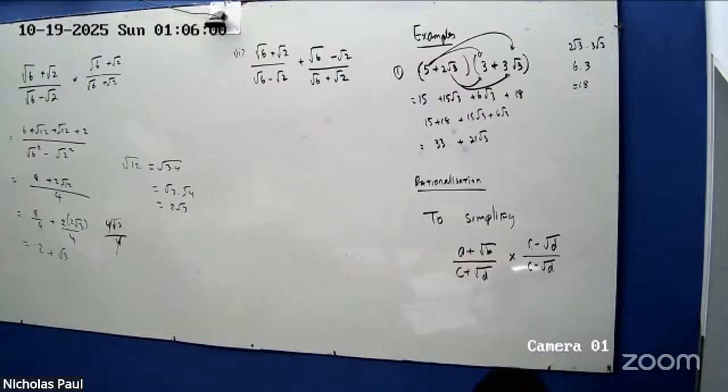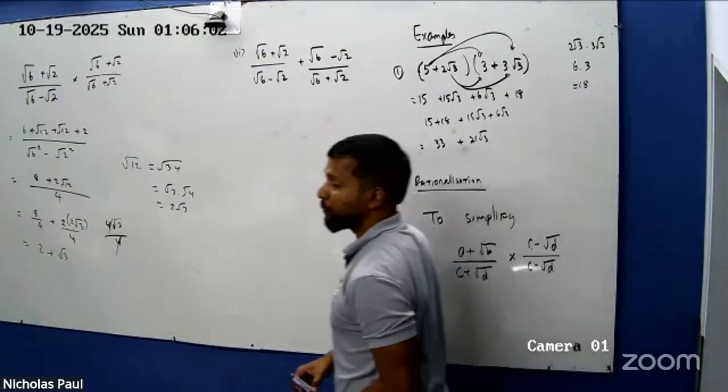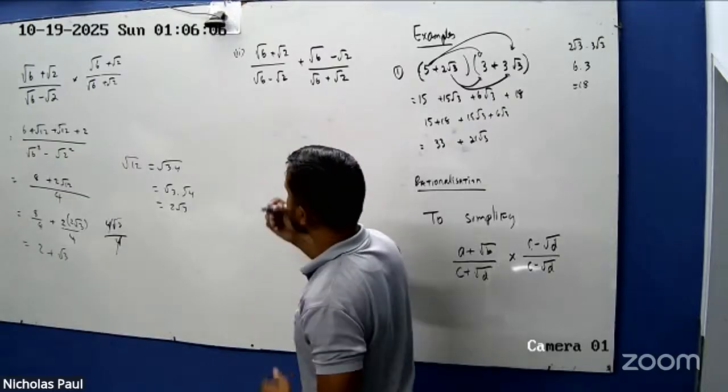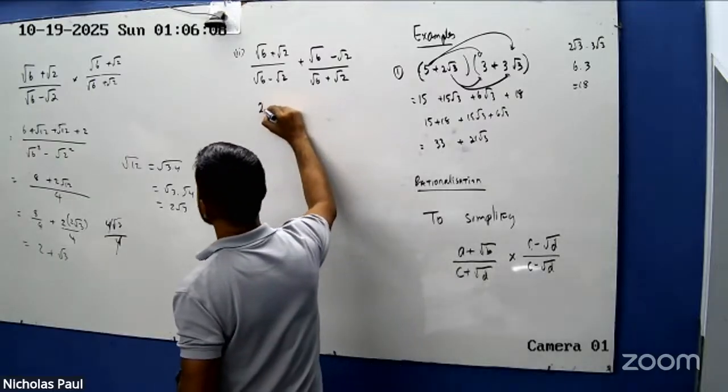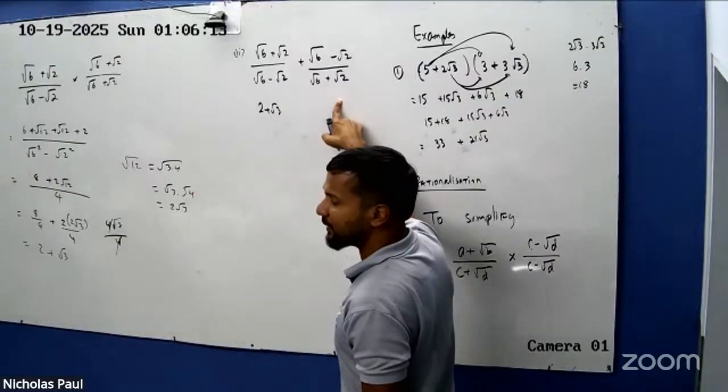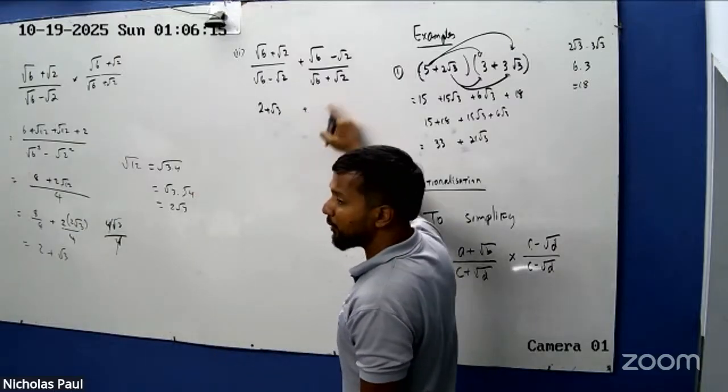You all done? It's supposed to be a whole number, right? Yeah. I think we worked out one already. This one here is what? 2 plus root 3. Right? We didn't work out this one as yet, right?